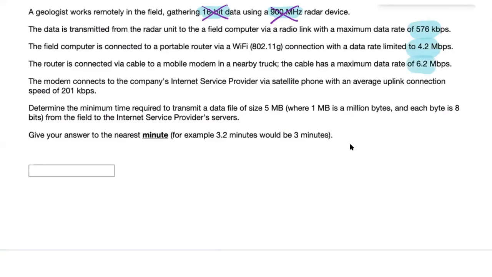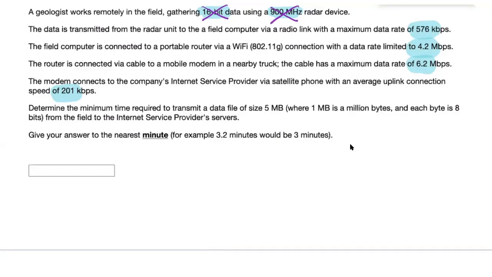Okay, so you have these three. We have a fourth link. We have the actual satellite phone. So you've got 4 connection rates. And we have information about the data. And the question is, find the time. How long would it take to upload this file? Okay, so again, it's a bottleneck problem. We need to determine which of these numbers actually matters.